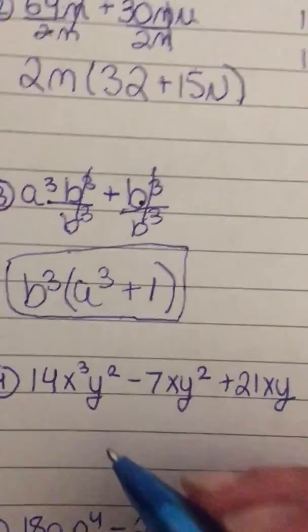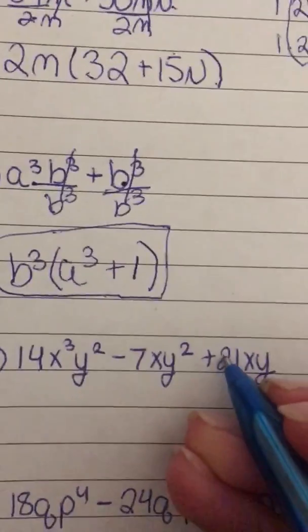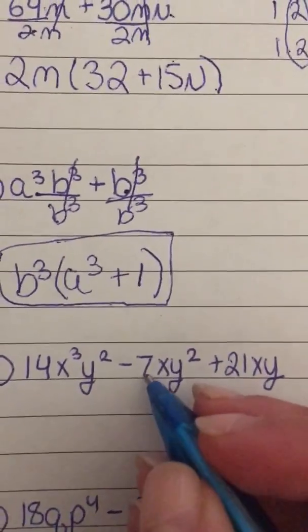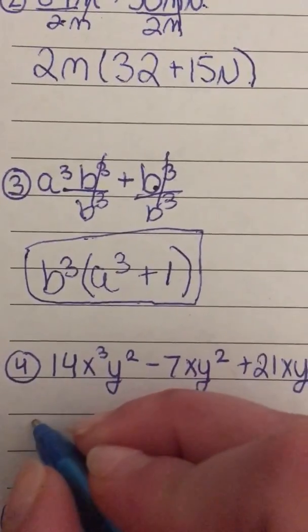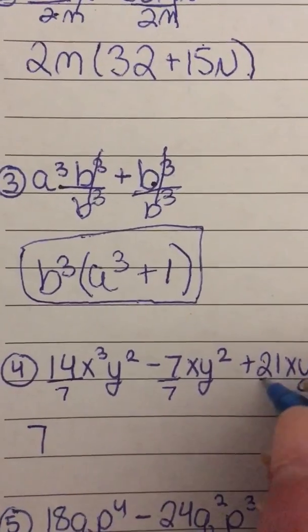And then 2 more. So here we have 14, 7, 21. I think it's pretty clear to see that GCF would be 7 for this one. You don't have to do too much work. So we're going to eventually divide these all by 7.